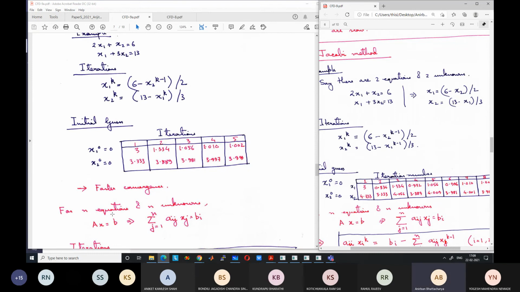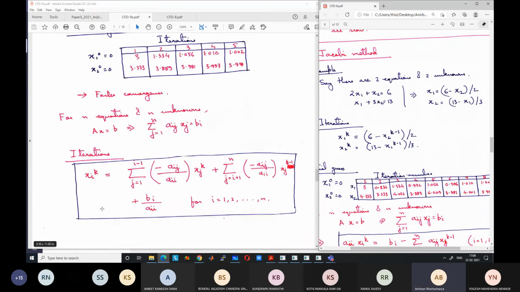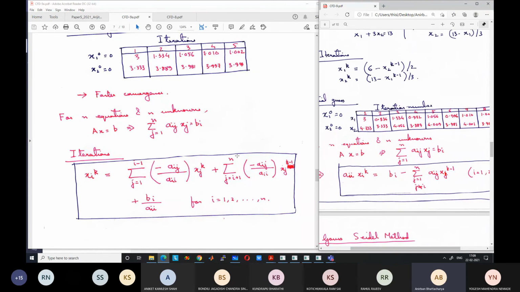So, faster convergence. For n equations and n unknowns, again I can write the equations in this form: summation over j from 1 to n of aij xj is equal to bi. But now I will divide this into two groups. Known values means current iteration values and previous iteration values. All the values where the index is less than i are current iteration values, and where the index is greater than i are the previous iteration values.